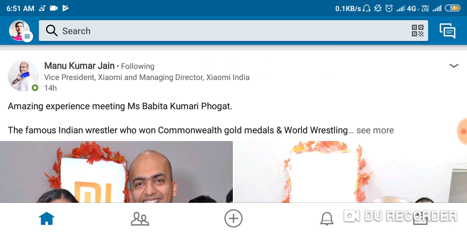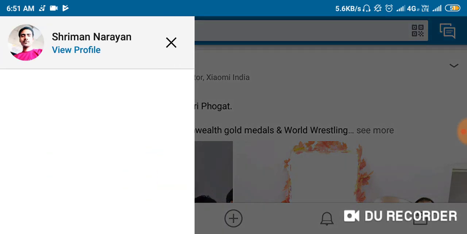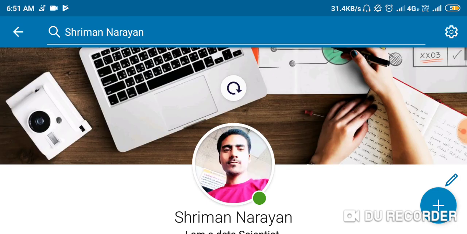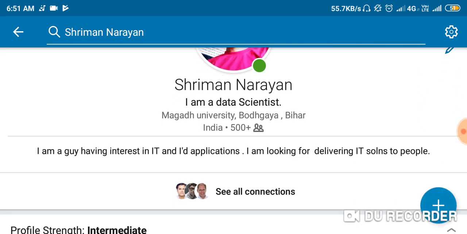So LinkedIn is a social media website for all the developers, businessmen and working persons. If you want to be a data scientist, first of all you have to make a LinkedIn profile. You have to register on LinkedIn, make a good profile, and update your profile picture regularly. You have to update your skills regularly, just as I will show you my profile. So this is view profile, and this is my profile, with the cover pic and my profile pic.